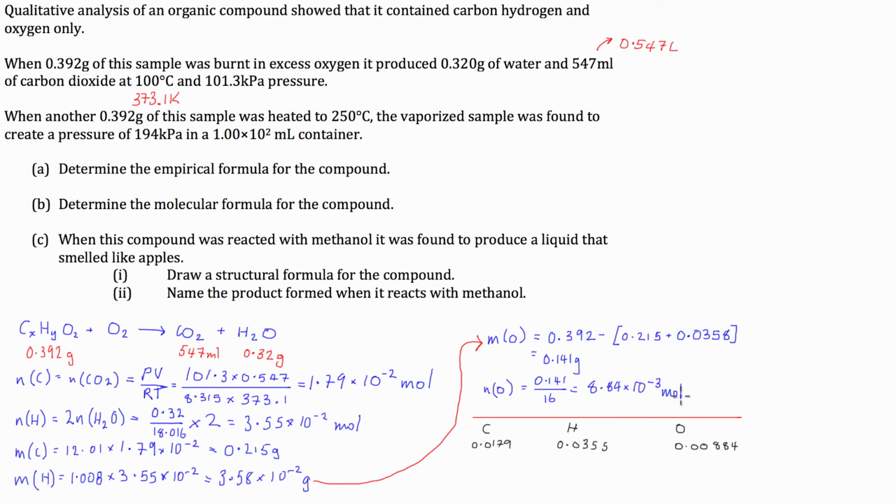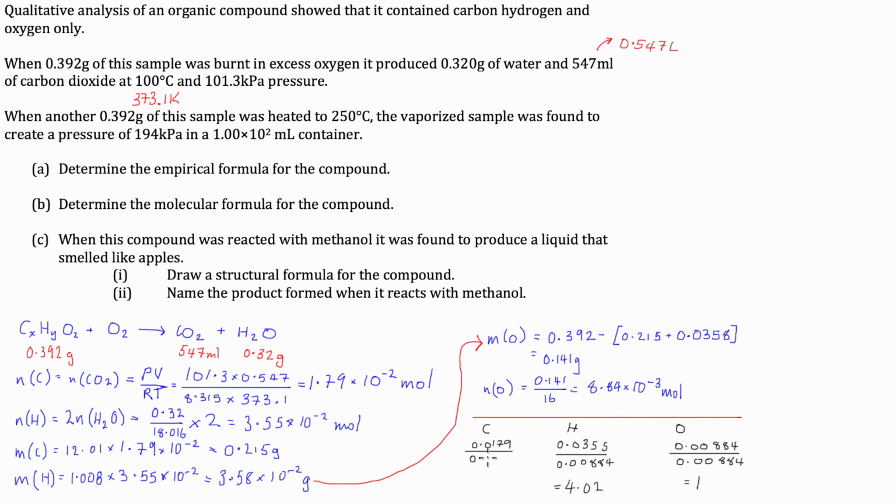Now, hopefully you are aware that to get the empirical formula, we're just looking for the ratios of each of these, the molar ratios of each of these elements. So what we do is divide each of them by the smallest number. This one, it's going to be the oxygen amount, 0.00884. And obviously that's going to equal 1. So we divide hydrogen by 0.00884 and we get 4.02.